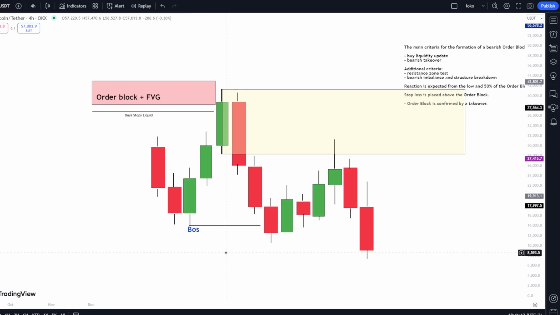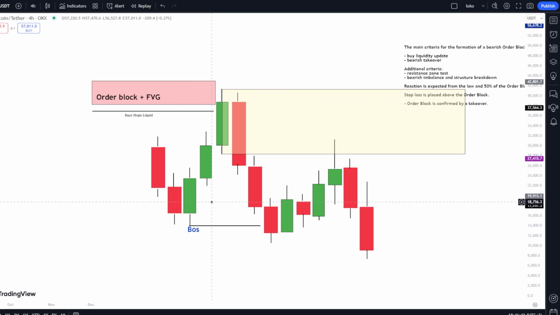And after that, we can see where we have a breakout structure. I told you about breakout structure in the previous videos. You can see it on my channel, and it's another main factor of confirmation of our order block. And on the left side of the chart, we have a FVG and we get a reaction from it.